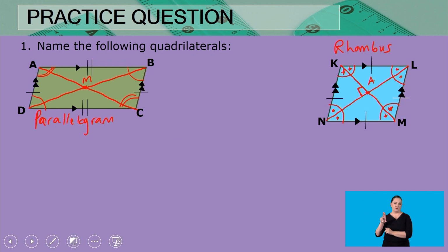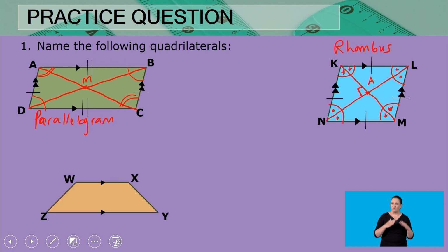Let's move on to another quadrilateral. Now, this quadrilateral, we've just been given one property, and that is that WX is parallel to ZY. So it's only one pair of sides that are parallel. What quadrilateral are you thinking of? If you are thinking of a trapezium, then you are absolutely correct. This is definitely a trapezium.